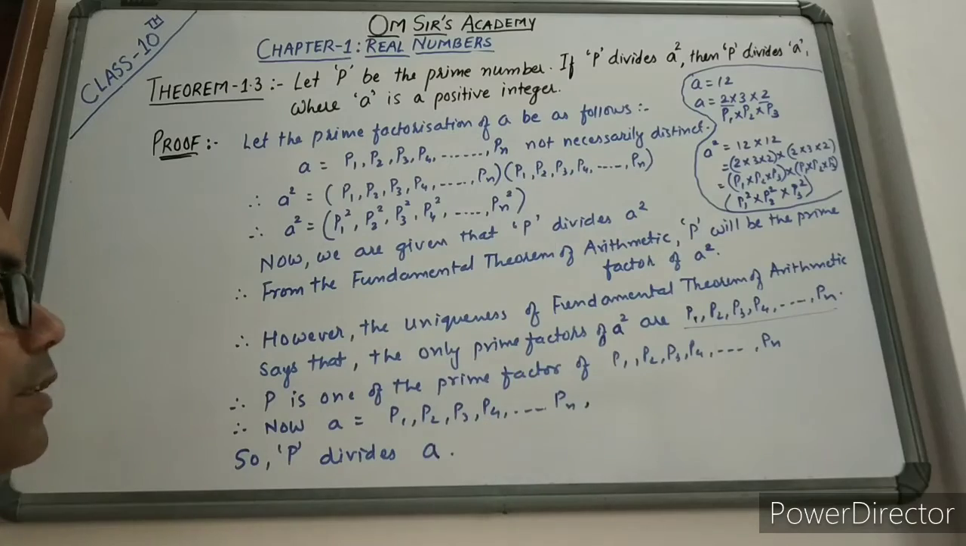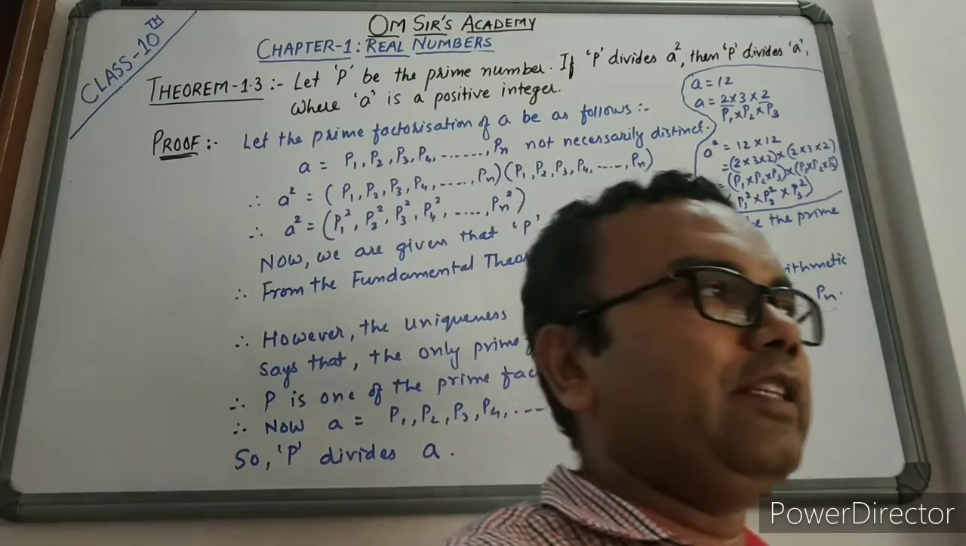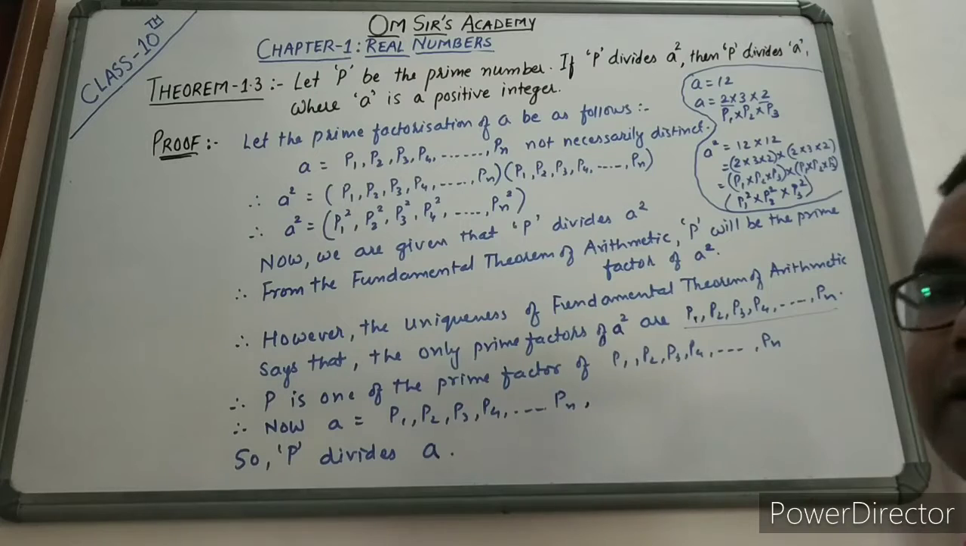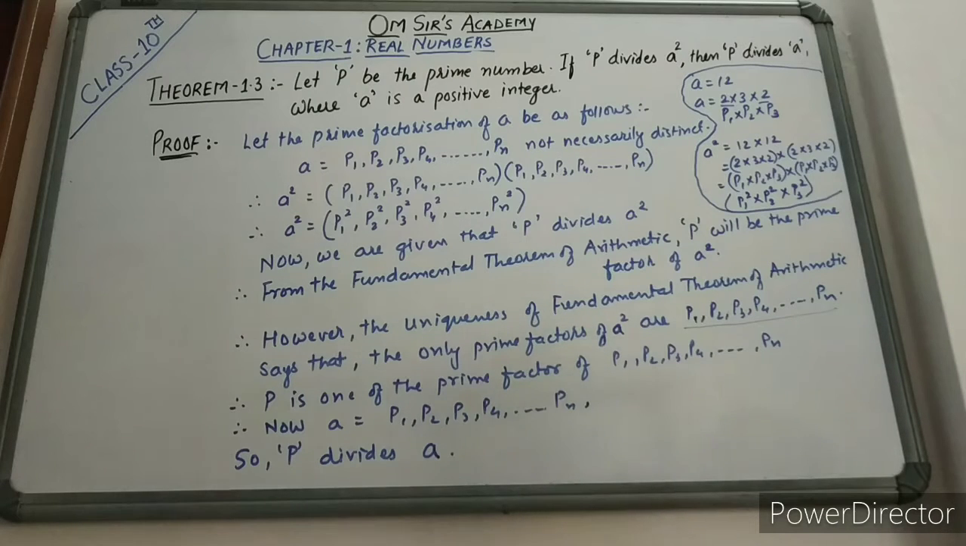So it is very simple that if P is a prime factor and if P divides A square, then P will also divide A. If P divides the square of A, then P will also divide A. This is theorem 1.3. Remember friends, we will be using this 1.3 again and again. Okay, so hope this is understood.